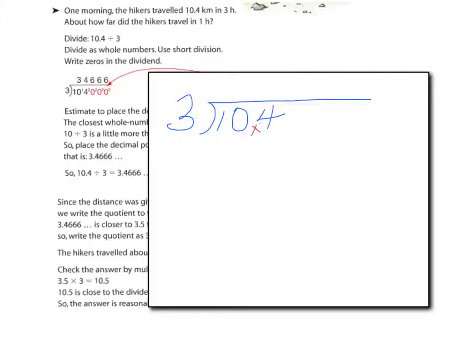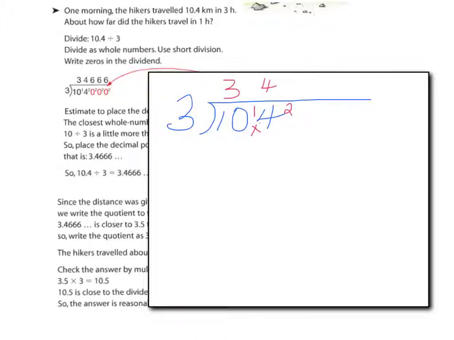Okay, so 3 times 3, which is 9, is very close to 10. It's in fact only 1 away, so I put my 1 there. Now I'm going into 14 here. So 3 times what is close to 14? Well, 3 times 4 is close to 12. 14 minus 12 is 2. So I put the 2 there.